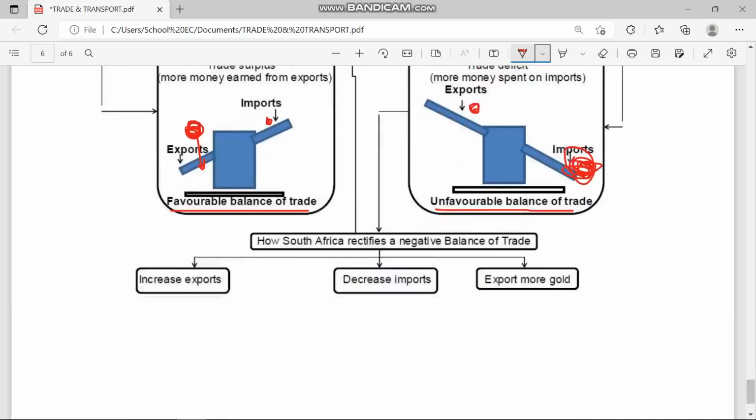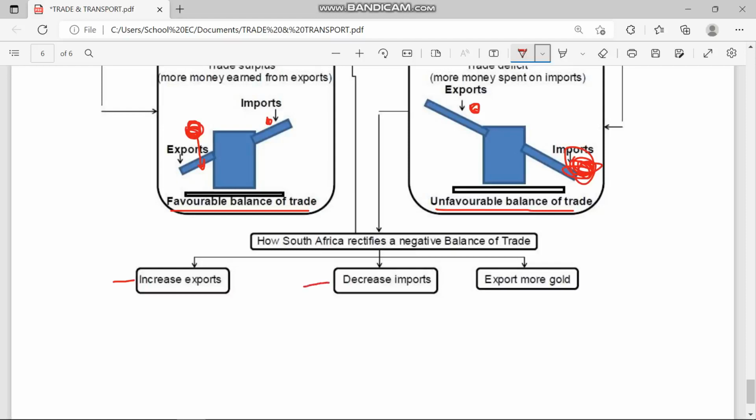Okay, going down. This is how South Africa rectifies a negative balance of trade, how South Africa prevents a negative balance of trade, or how we can improve our balance of trade. So how does South Africa do that? It increases the exports. We're going to export more goods to other countries, sell them, and get a high amount of money.